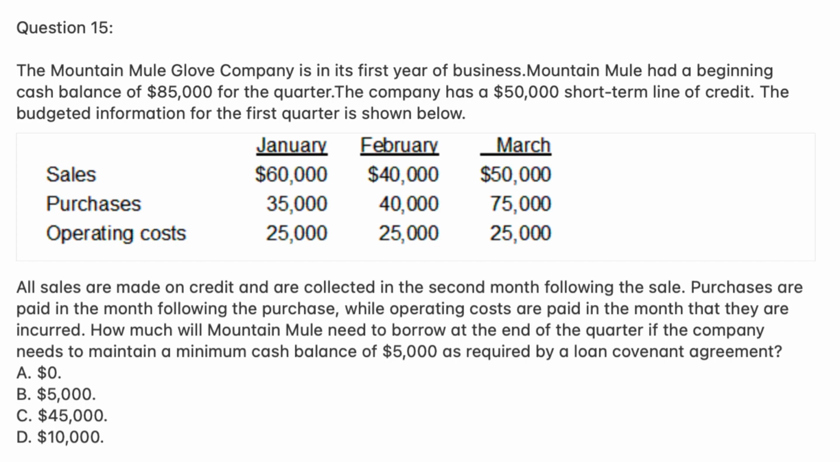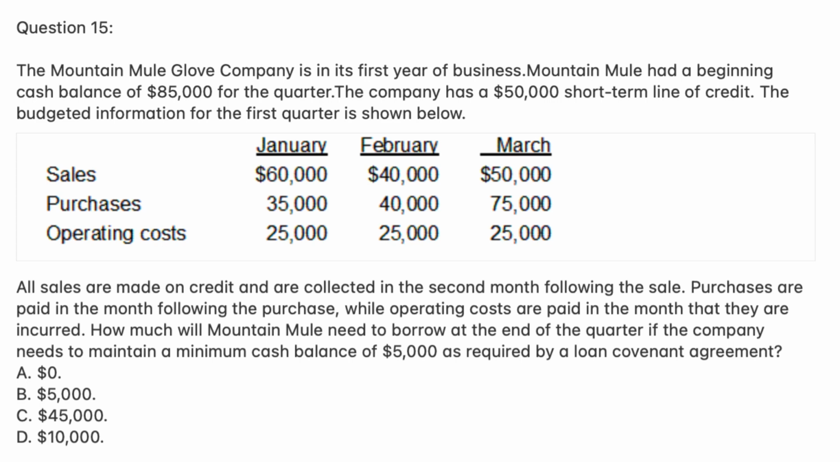Question 15. The Mountain Mule Glove Company is in its first year of business. Mountain Mule had a beginning cash balance of $85,000 for the quarter. The company has a $50,000 short-term line of credit. The budgeted information for the first quarter is shown below. All sales are made on credit and are collected in the second month following the sale. Purchases are paid in the month following the purchase, while operating costs are paid in the month that they are incurred. How much will Mountain Mule need to borrow at the end of the quarter if the company needs to maintain a minimum cash balance of $5,000 as required by a loan covenant agreement?